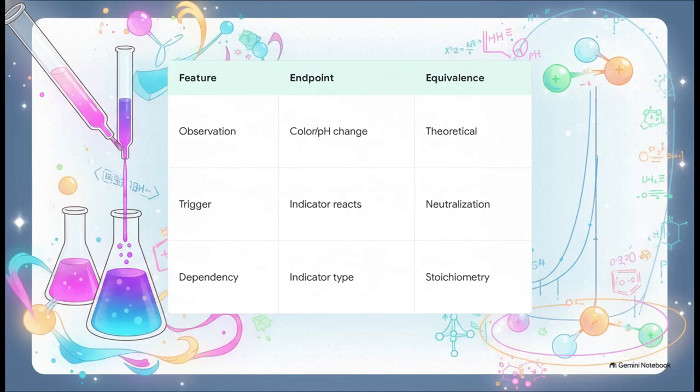Now let's clear up a really common point of confusion. The physical reality of what we see in the lab is the end point, but the mathematical reality we actually want to reach is the equivalence point. The end point is just an observable color change triggered by the specific indicator you picked. But the equivalence point? That's the invisible theoretical moment where the acid perfectly neutralizes the base, based entirely on the stoichiometry of the reaction. A truly perfect titration is one where we pick an indicator whose color change aligns flawlessly with that theoretical equivalence point.